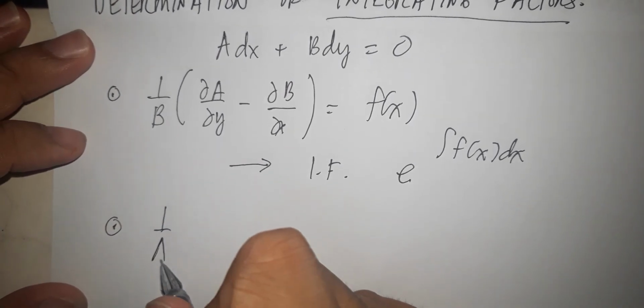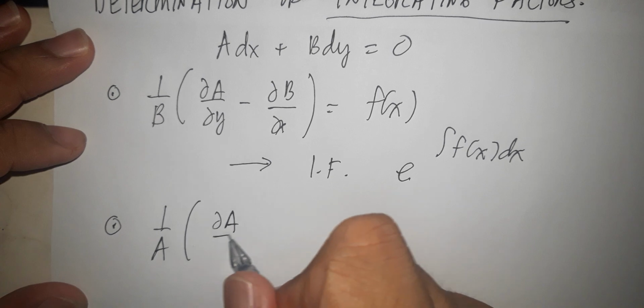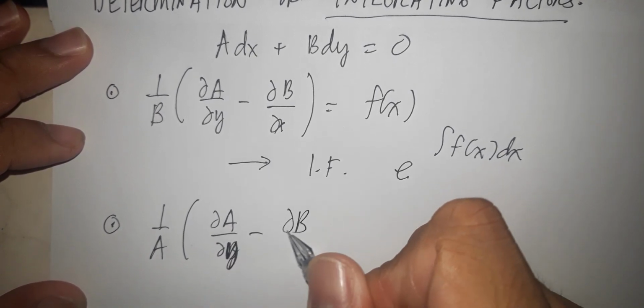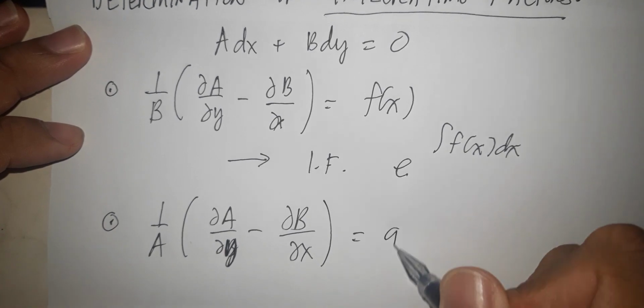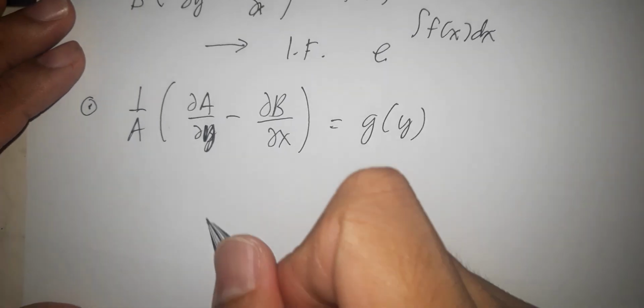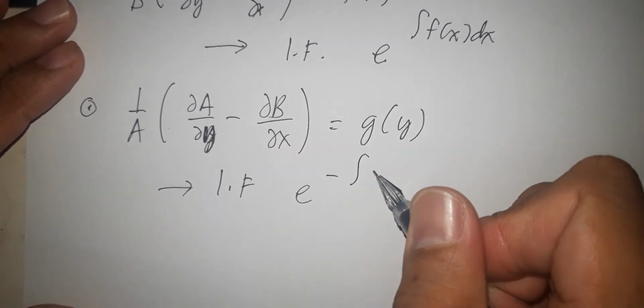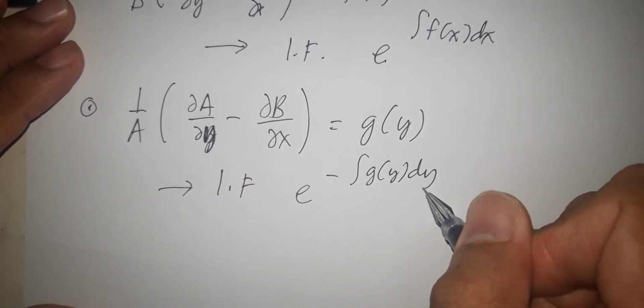So yung ikalawa, if 1 over A is partial derivative of A with respect to x minus partial derivative of B with respect to x becomes a purely function of y, then our integrating factor is e raised to negative integral of g of y dy.